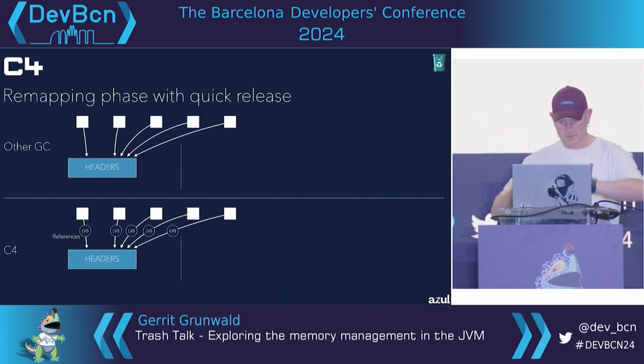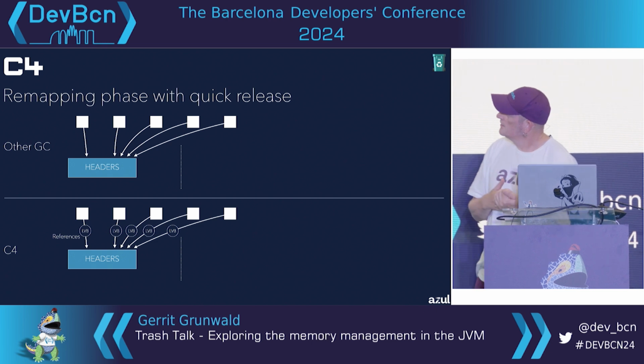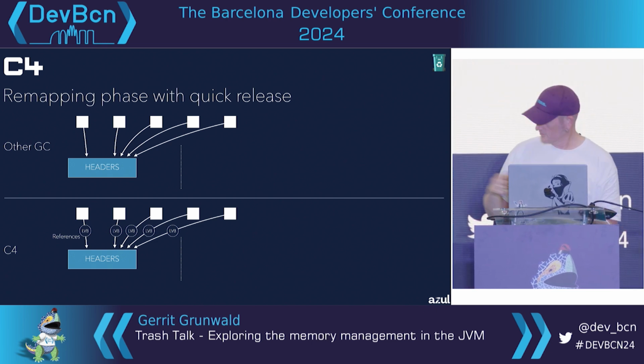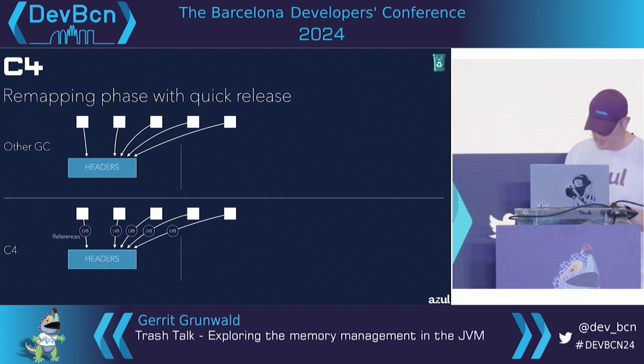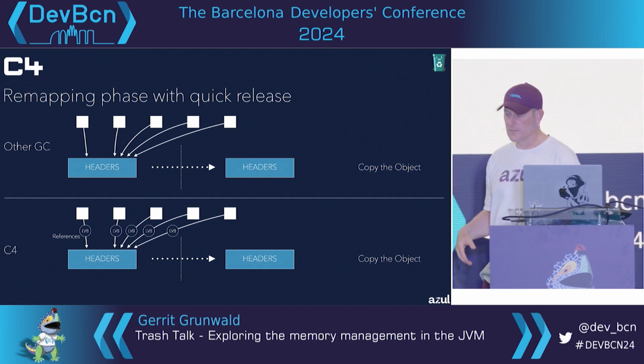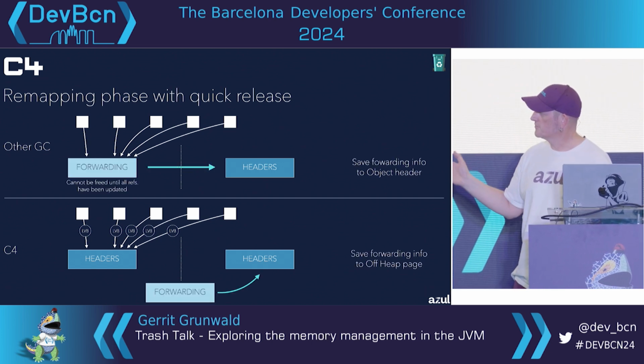And to give you the totally complex overload now, if we do remapping with quick release using a loaded value barrier in the lower part, then what we do is, instead of moving, we copy the object.